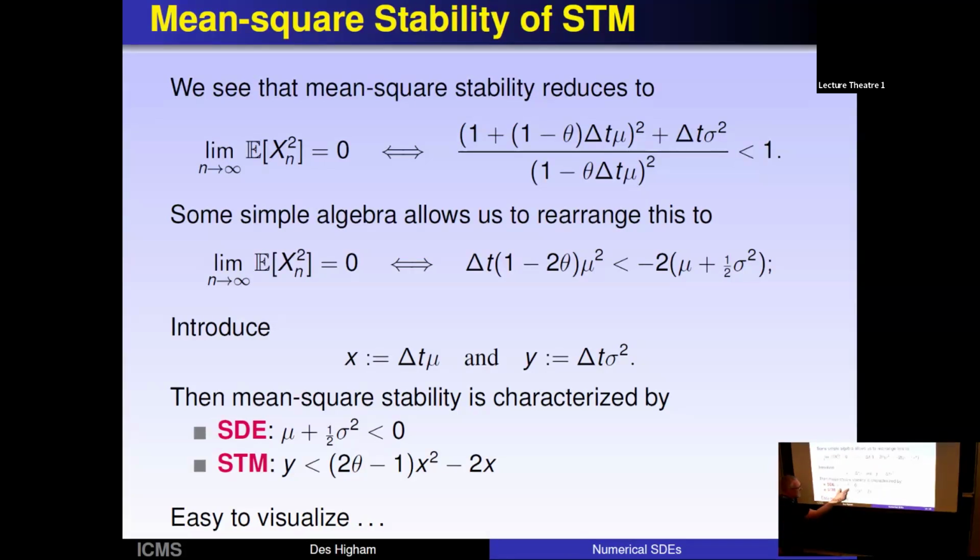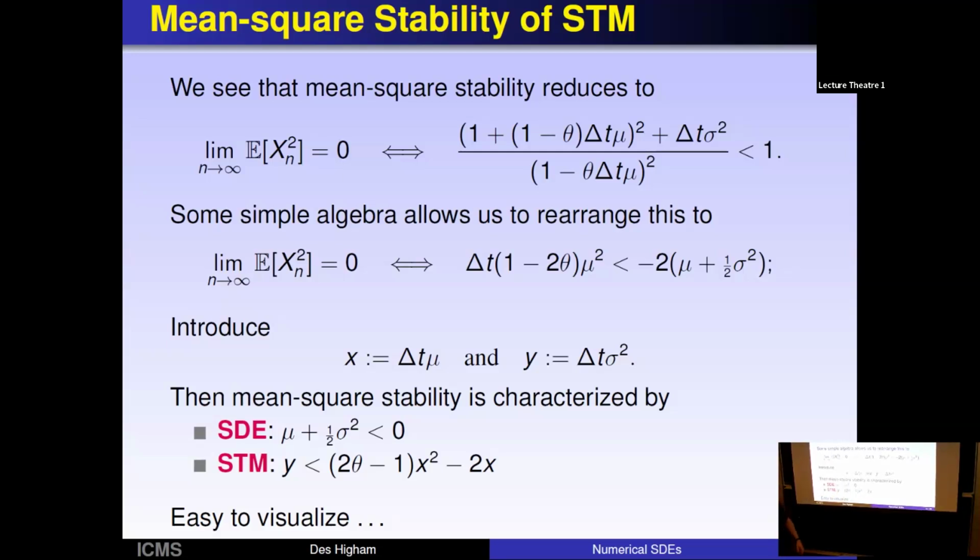This is the corresponding expression for the SDE. If you multiply through by delta t again, you get something that looks very similar. So we can now, in a picture, compare these two. This is a parabola in the xy plane. I hope we can notice it's either a happy parabola or a sad parabola, depending on theta. So as theta passes through a half, the nature of the parabola changes. So that's going to actually dramatically change the region in which we have stability.